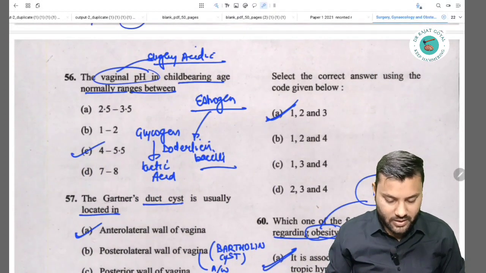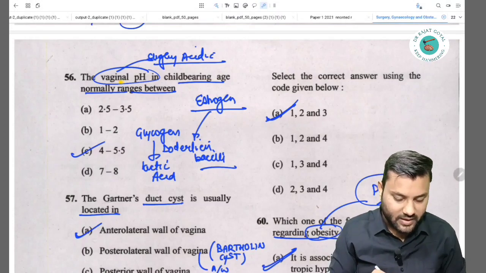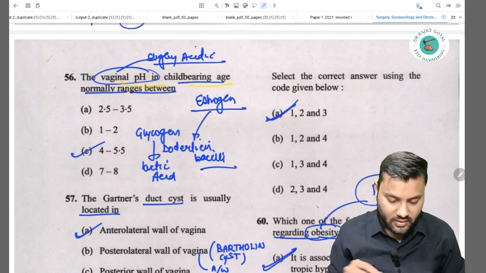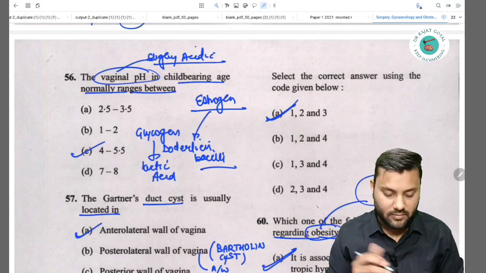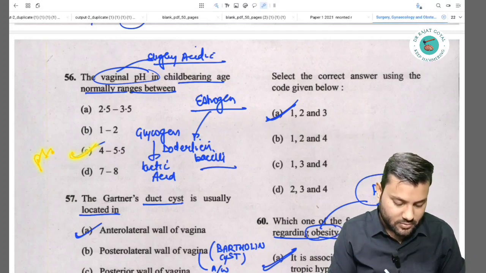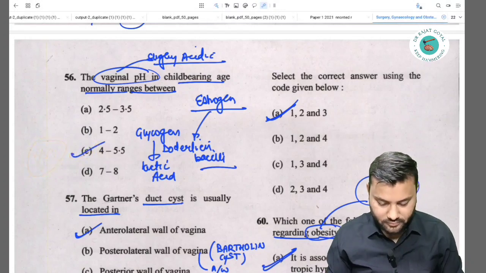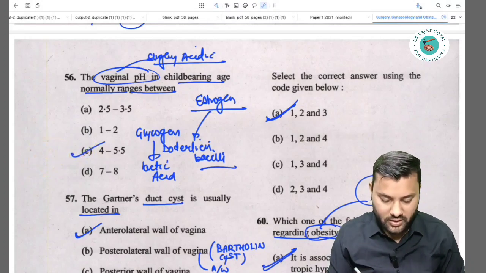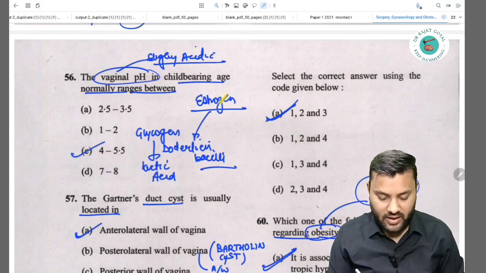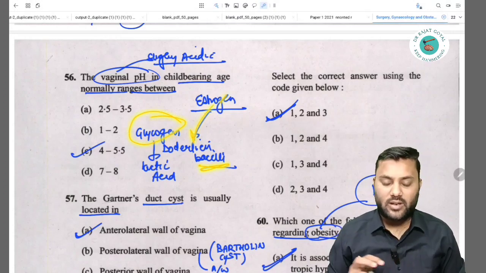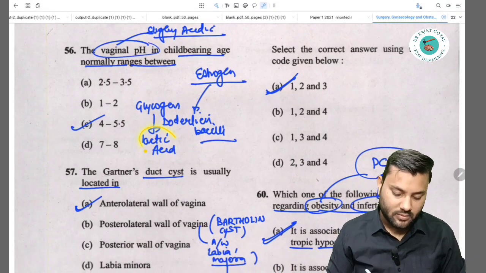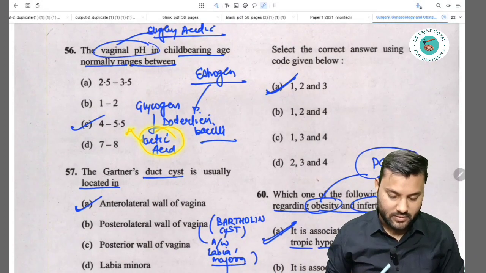The vaginal pH in childbearing age normally ranges between? So vaginal pH in the childbearing age is generally acidic, and it ranges between 4 and 5.5. It occurs because estrogen activates the Doderlein bacilli, which convert glycogen into lactic acid, due to which there is an acidic environment.